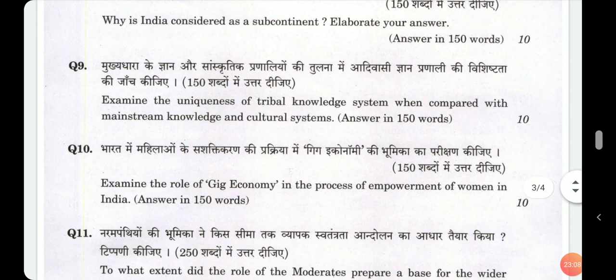Ninth question. Examine the uniqueness of the tribal knowledge system when compared with mainstream knowledge and cultural system. Answer. The tribal knowledge system represents intergenerational wisdom in local societies passed on to the present times through centuries of experience and learning. While similar characteristics can be seen in the evolution of mainstream knowledge and culture, tribal knowledge systems are unique due to the following reasons.